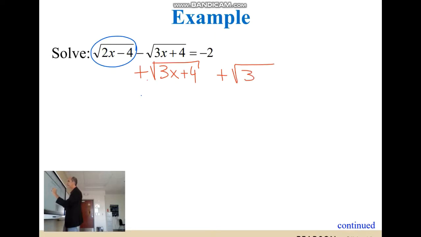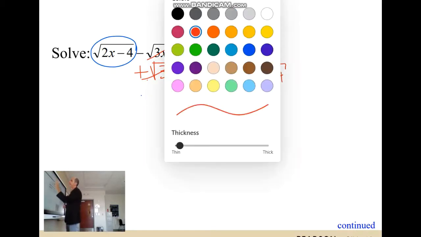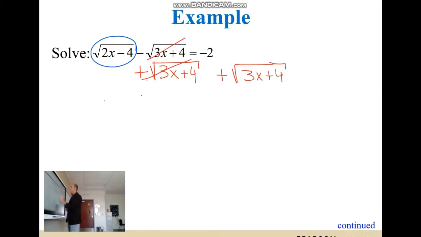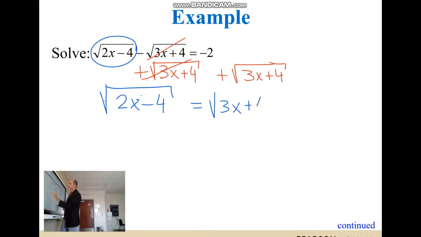Add square root of 3x plus 4 in both sides of the equation, because you can get rid of this one, you can simplify, and as a result you're going to have this one here isolated in the left hand side of the equation, equals square root of 3x plus 4 minus 2.